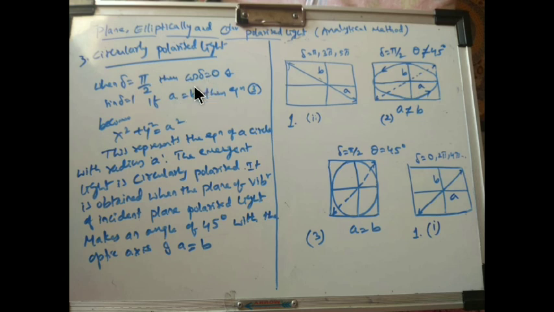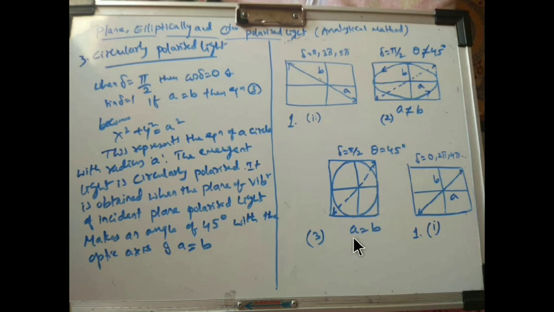Then substituting these values in equation number 3 as in the previous one, we now get x square plus y square is equal to a square. So this represents the equation of the circle here. The figure has been shown in the third case. This represents the equation of the circle with delta as pi by 2 and theta becomes 45 degrees.